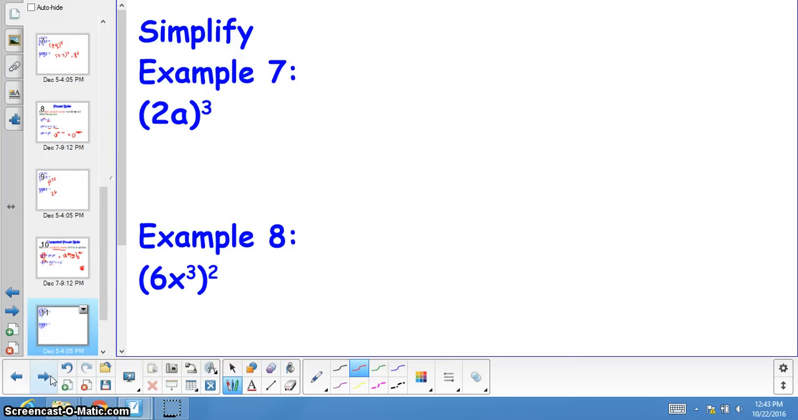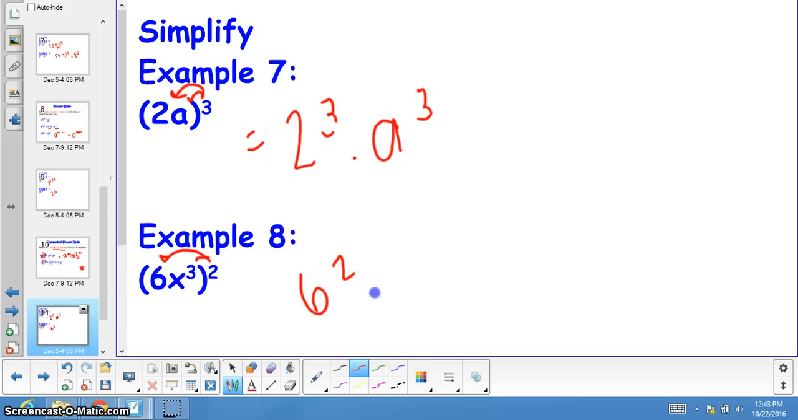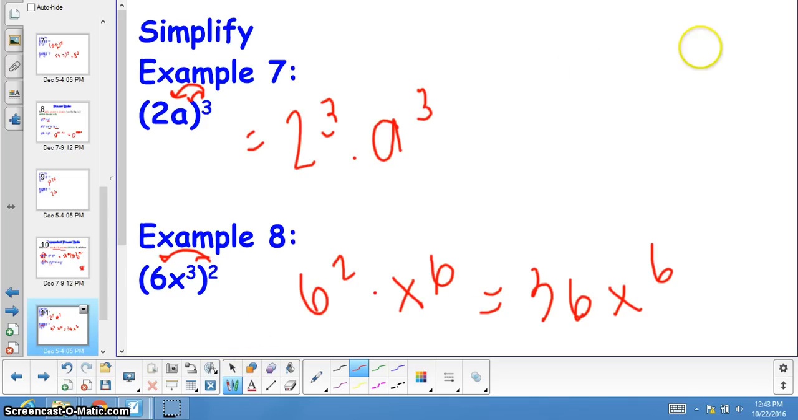Let's try these. Distribute, and I get 2 to the 3rd times a to the 3rd. Again, distribute, I get 6 squared times x to the 6th, or 36 x to the 6th power. Again, you should be documenting these different rules for exponents.